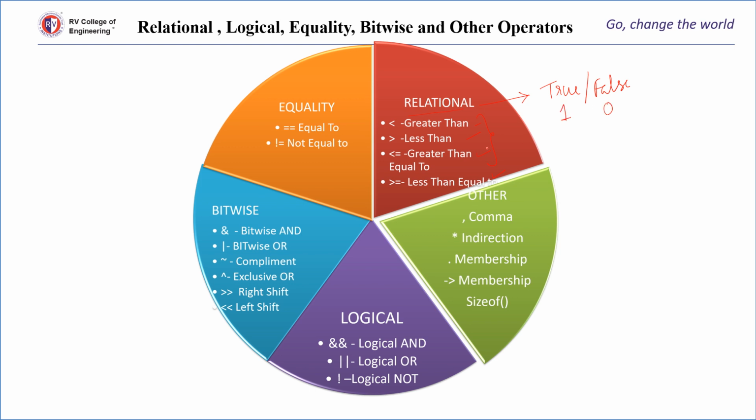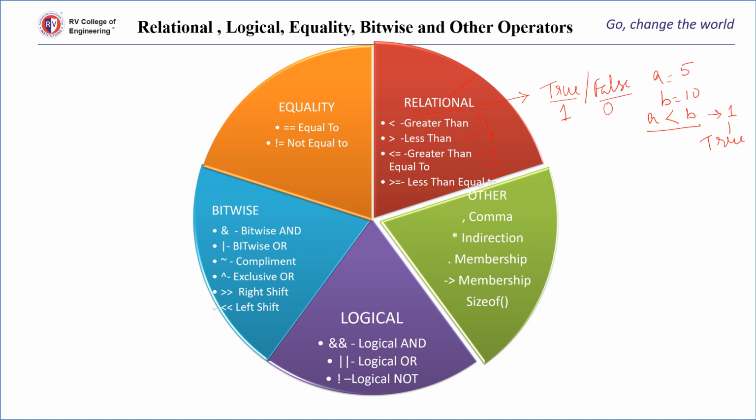Now for example, if I have A is equal to 5 and B is equal to 10, and if I have something like A less than B, this particular expression will give me the answer as 1 because the result is true. So with a relational operator, you will not get a numeric value, you will get the answer as true or false.